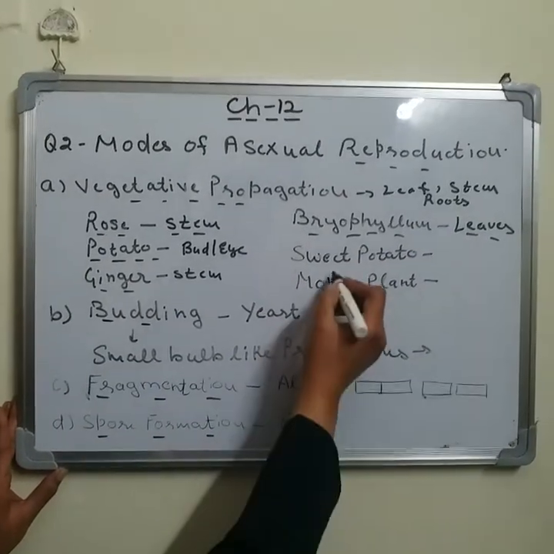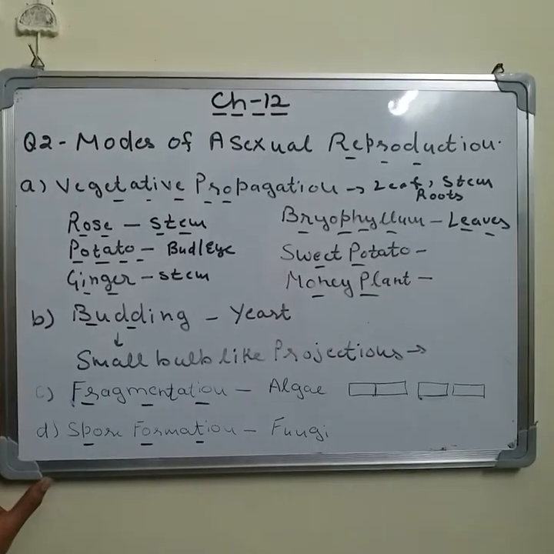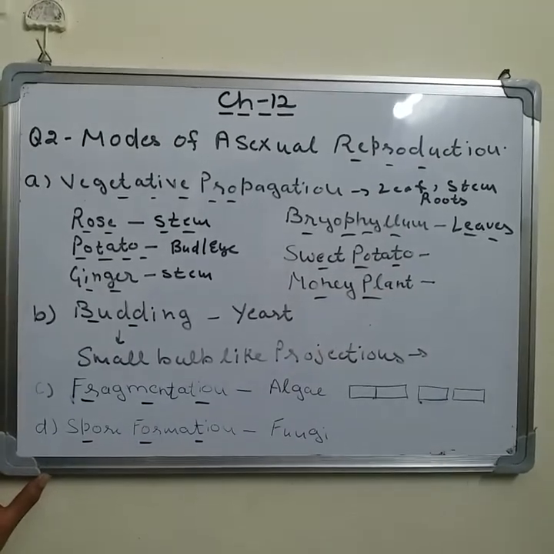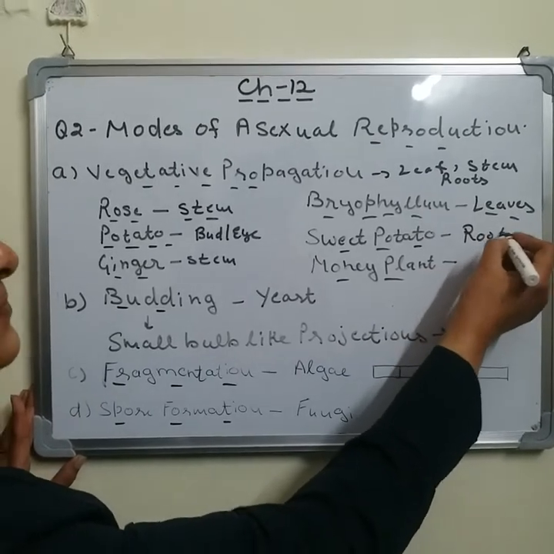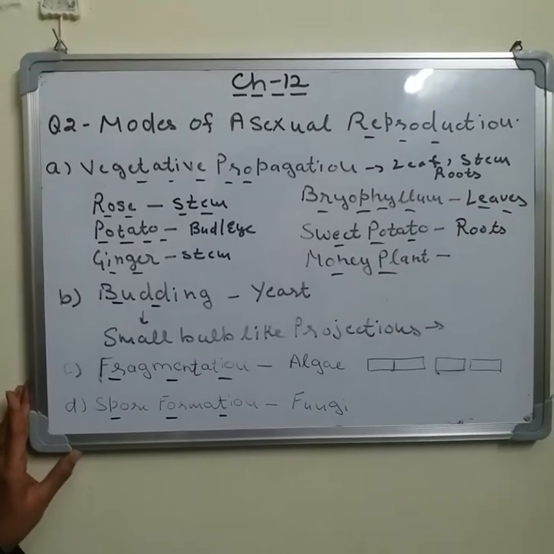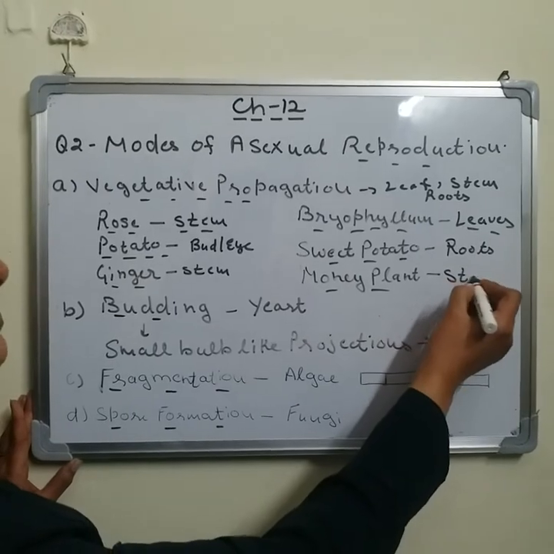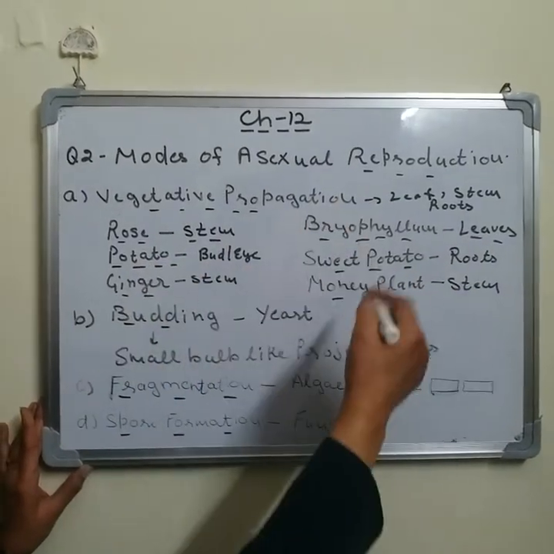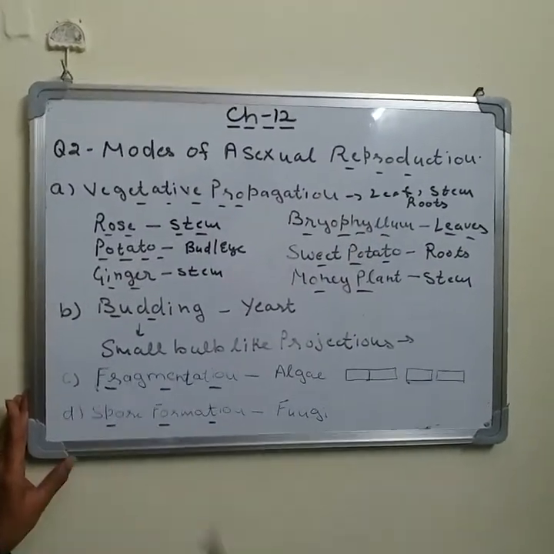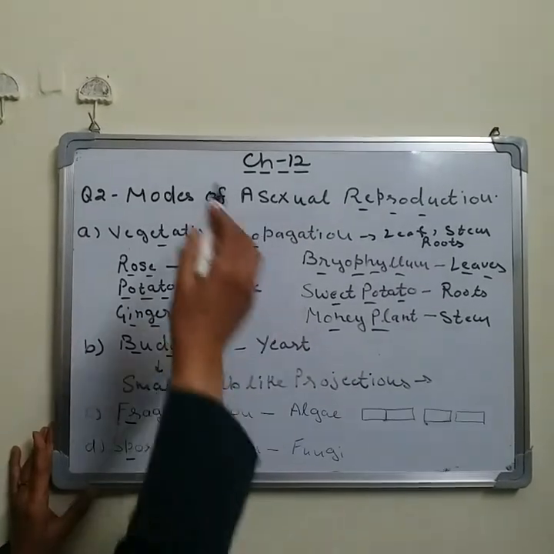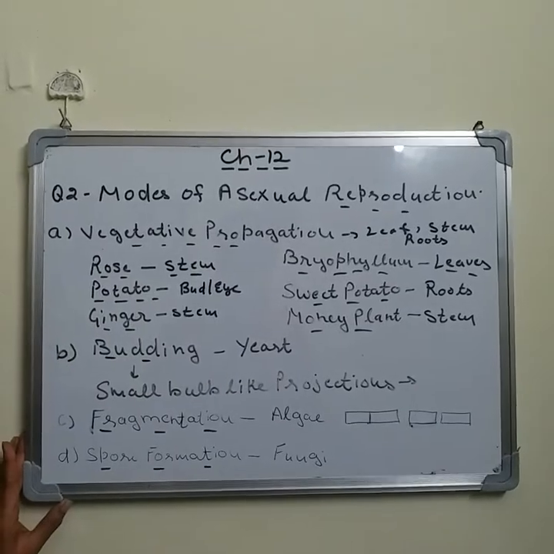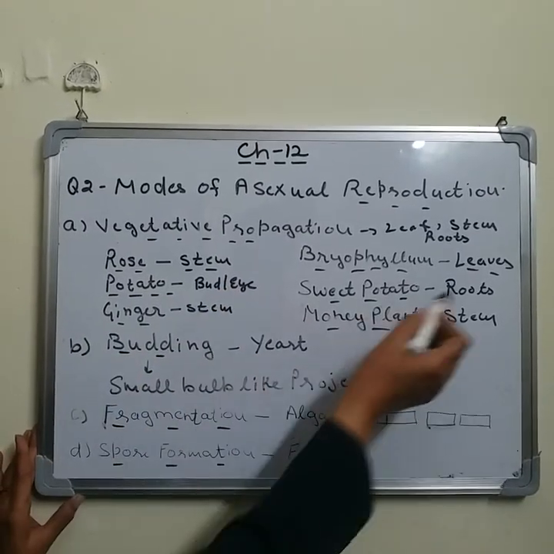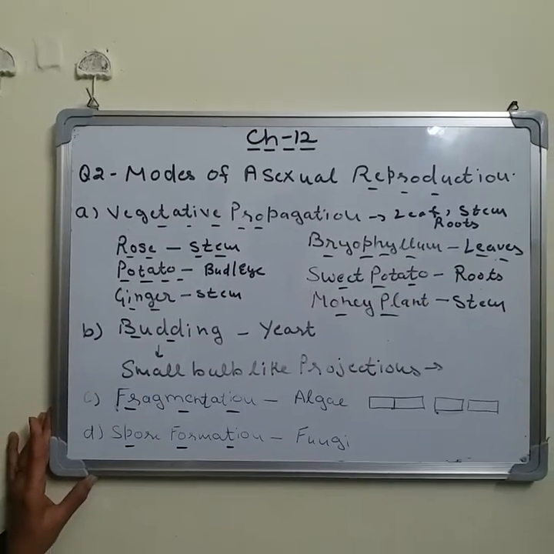In the same way, sweet potato and money plant. We can grow the sweet potato from the roots of the plant, and the money plant we can grow with the help of the stem. So these are the different examples of plants which can reproduce with the help of their parts, like the stem, the roots, and the leaves.